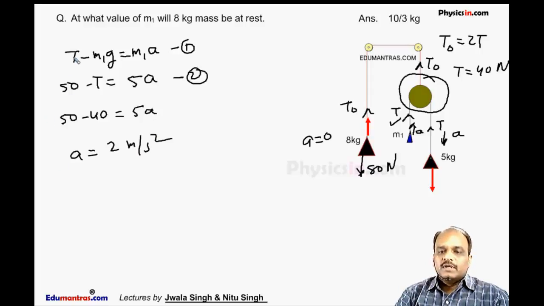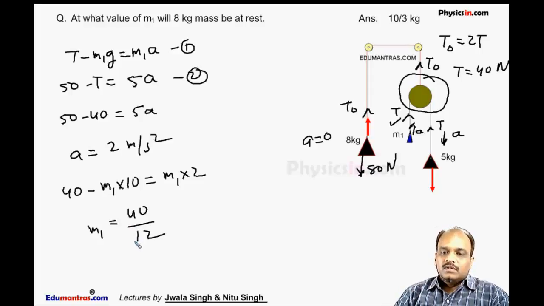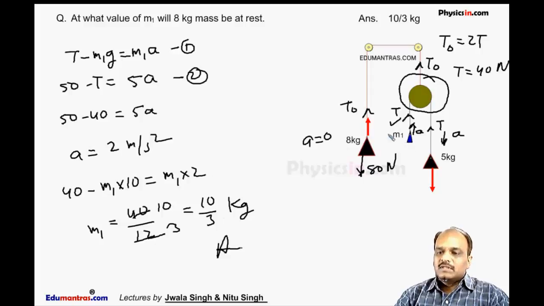If I substitute the value of A here, I will get 40 minus M1 into G, meaning 10, is equal to M1 into A, meaning 2. So it will give me M1 is equal to 40 by 12, which is 10 by 3 kg. This is the answer. If the mass of this block M1 is 10 by 3 kg, the 8 kg block will remain stationary, this block will go up, and the 5 kg block will go down.